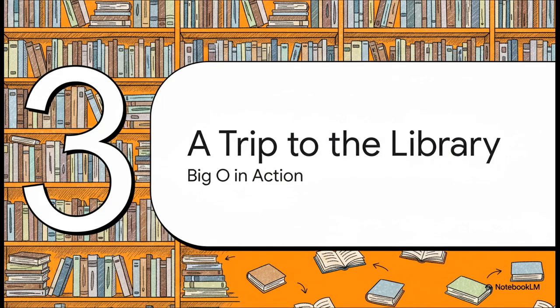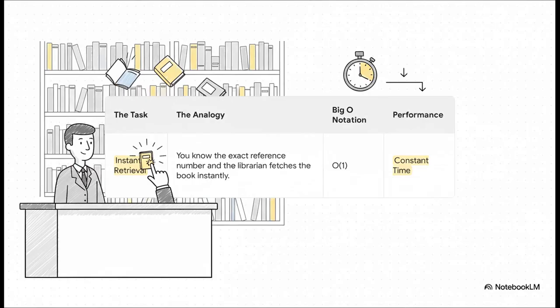To make this feel a little more real, let's take a trip to a giant library. The total number of books in this library, that's our input size n. First up, we have O of 1, or constant time. This is the dream scenario. It's like you have the book's exact code number.